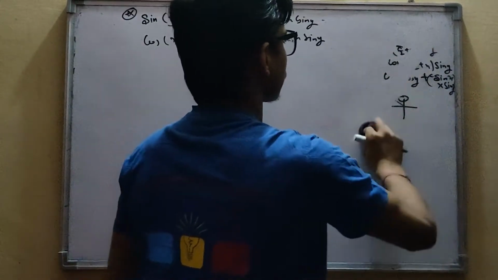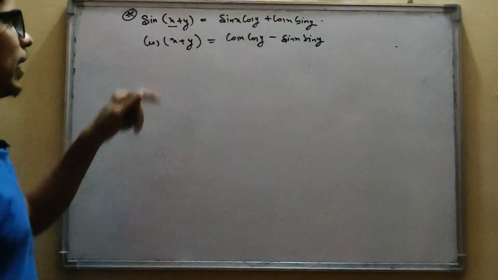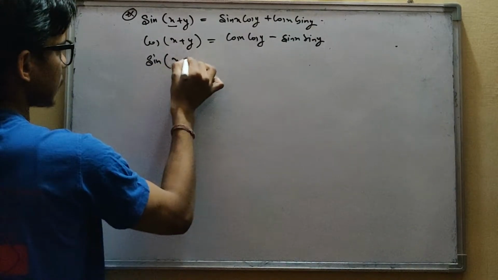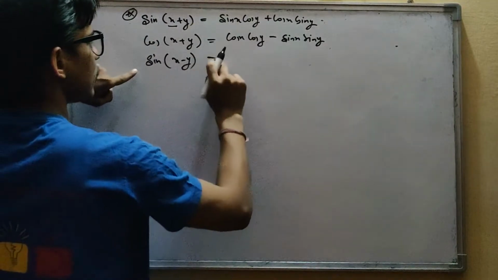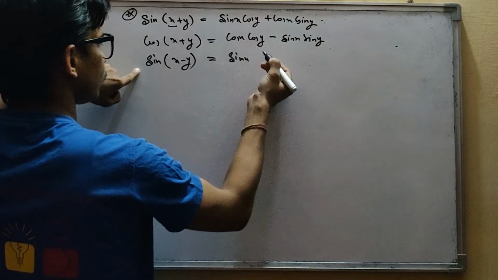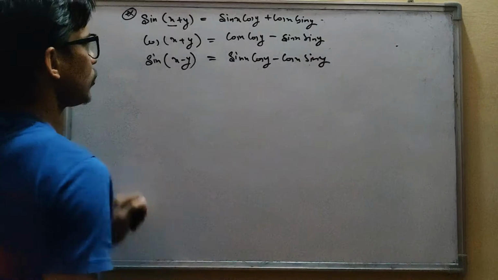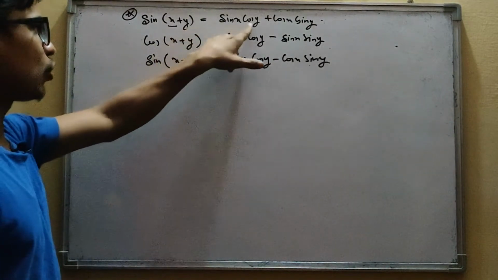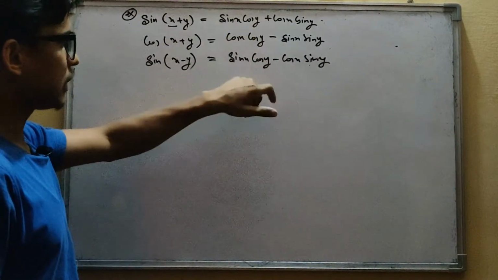Now what you can do is substitute minus y in place of y. If I do so, sin(x minus y): if I place minus y in place of y, what is it going to be? It is going to be sin x cos y minus cos x sin y. You just do this, right? If you place minus y in place of y, cos(minus y) and cos y are the same. I already told you in the previous lectures.